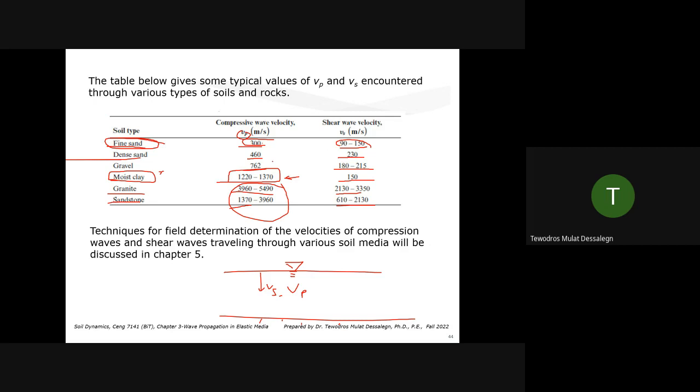So we will see how we determine the wave velocities. We have a lab test also. If we don't know the shear modulus or the densities, there is a lab test we can do to determine wave velocities. And there is also a field test, a wave propagation test, if we don't know the soil properties. If you know the soil properties, it's easy. We can use the previous equations. If you don't know, there are lab and field tests we can use. But we'll see that detail in chapter 5.